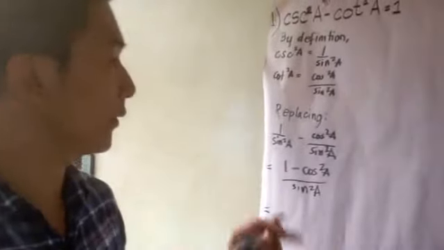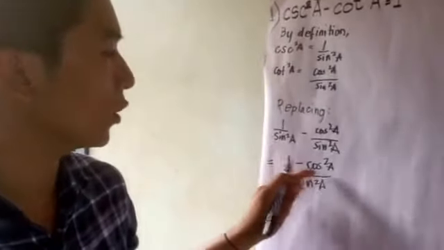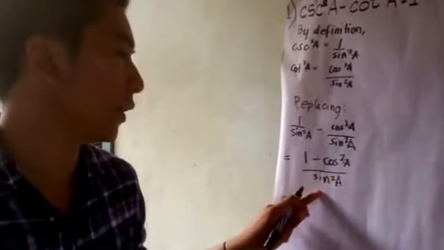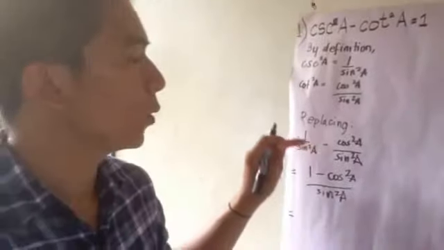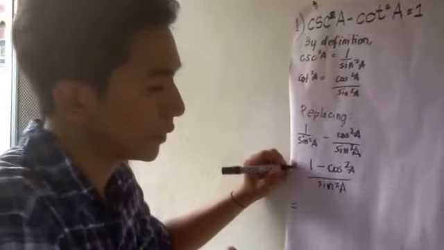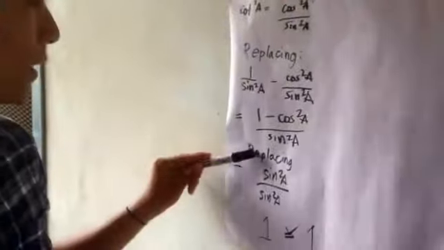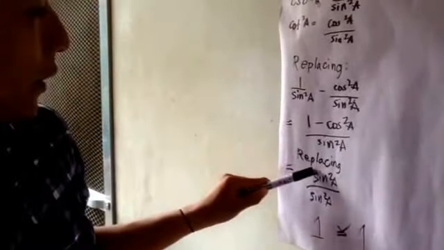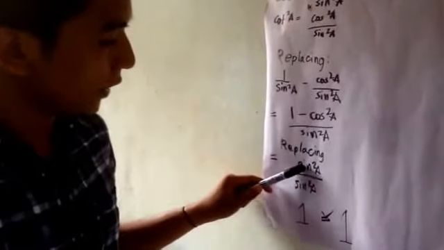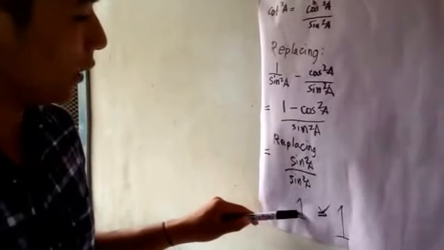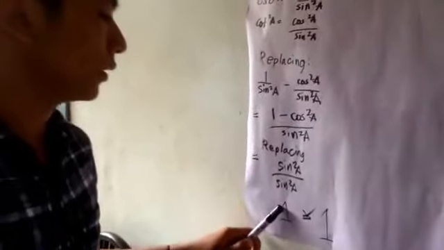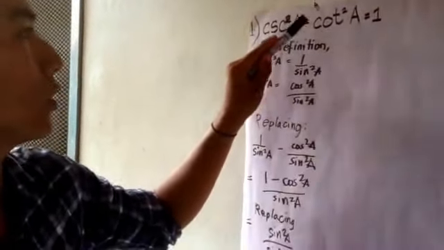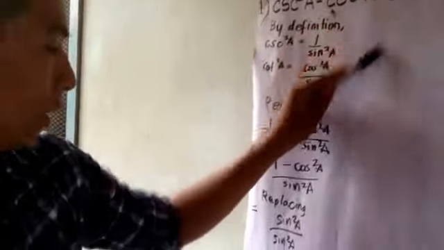We all know that 1 minus cos squared A is equal to sine squared A. So, we replace again. Replacing 1 minus cos squared A with sine squared A, and sine squared A minus sine squared A is equal to 1. So we prove that csc squared A minus cot squared A is equal to 1.